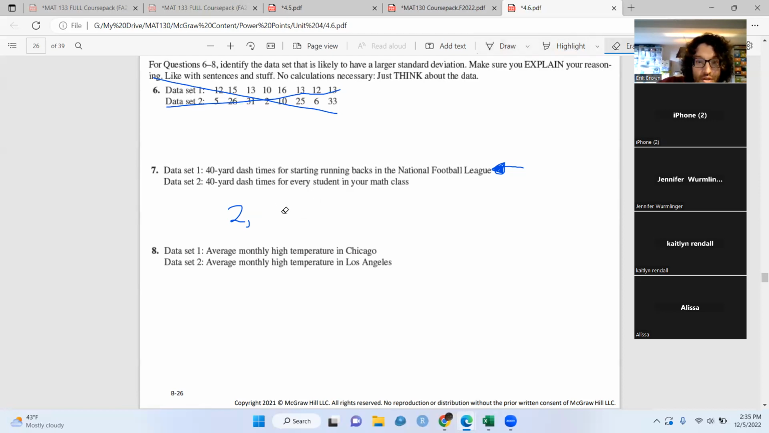Average monthly high temperature in Chicago, average monthly high temperature in Los Angeles.